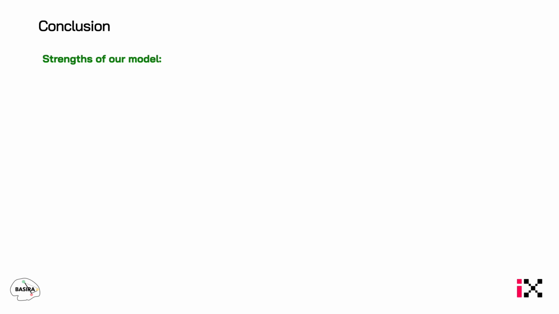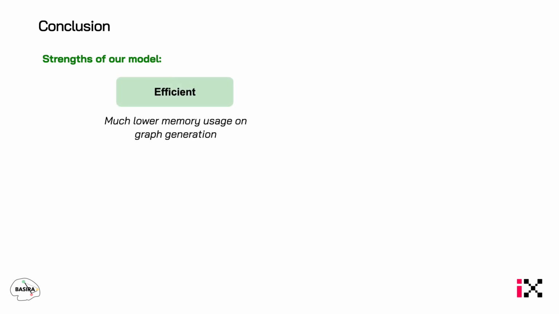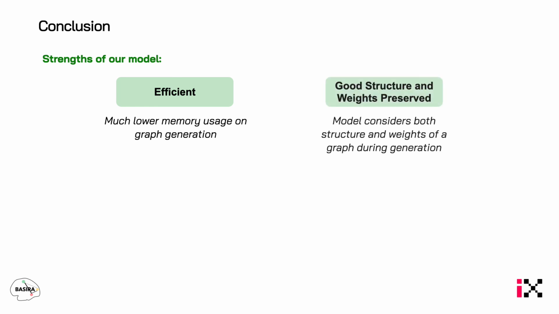In conclusion, GTG offers an efficient graph generation framework that operates with significantly lower memory usage while preserving both high-quality structural patterns and accurate edge weights. By leveraging subtree-based motif priors, cross-scale information exchange through the bipartite design, and a pairwise decoding strategy, GTG balances computational efficiency with generative fidelity.